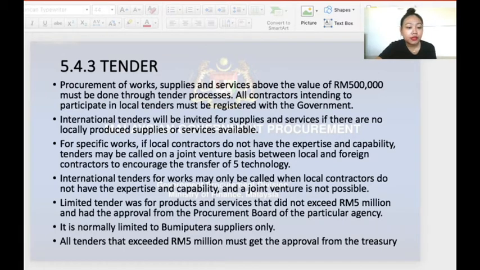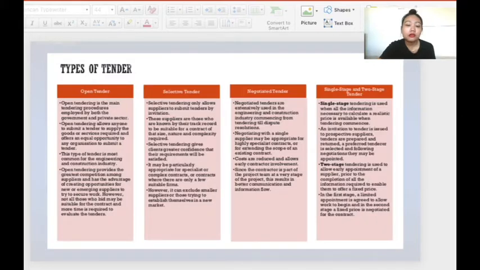So let's take a look at the types of tender. There are 4 types. So we have open tender, selective tender, negotiated tender, and also single stage and 2-stage tender. So what are all of these about?